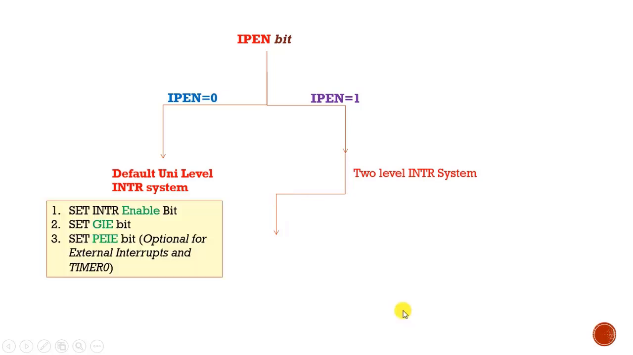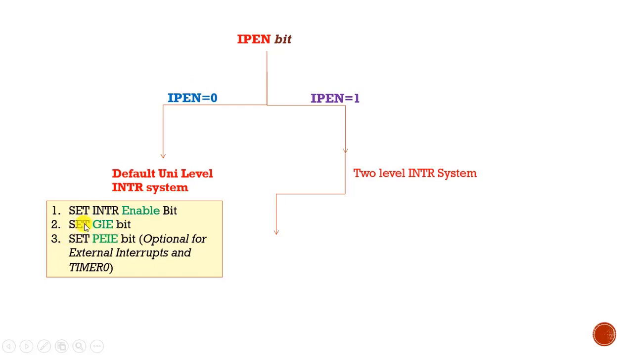So let's go back to the default uni-level interrupt system. The very first thing that you need to do is enable the interrupt enable bit of that specific module that you are using to generate the interrupt. For example, if you're using the timer 0 interrupt, you will use TMR0IE as the interrupt enable bit. Then you will set the GIE bit. You can see we haven't written the GIEL bit. Why? Because we have IPEN equal to 0, so we have a uni-level interrupt system over here, and we only need to set the GIE bit.